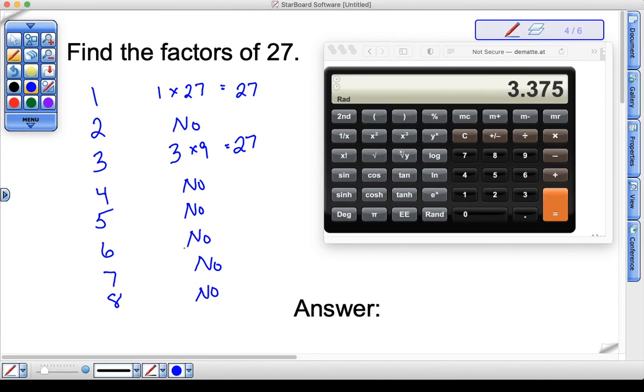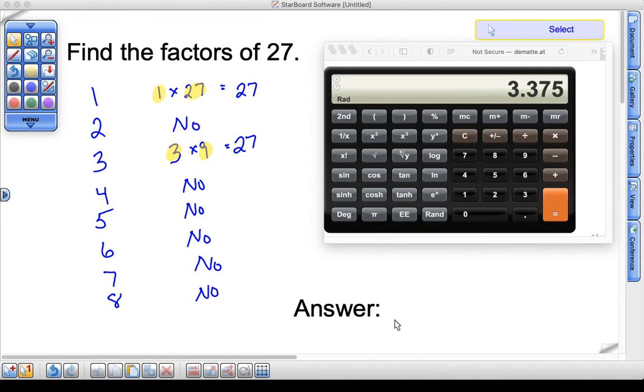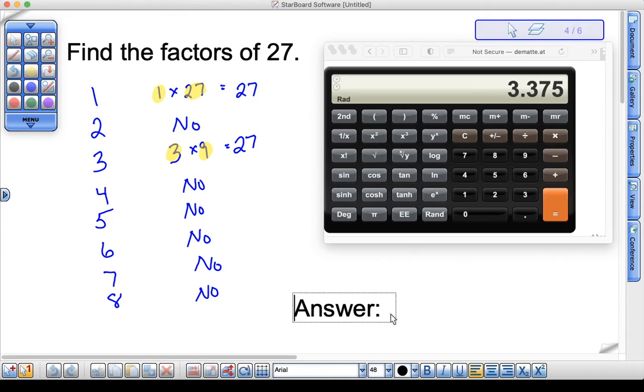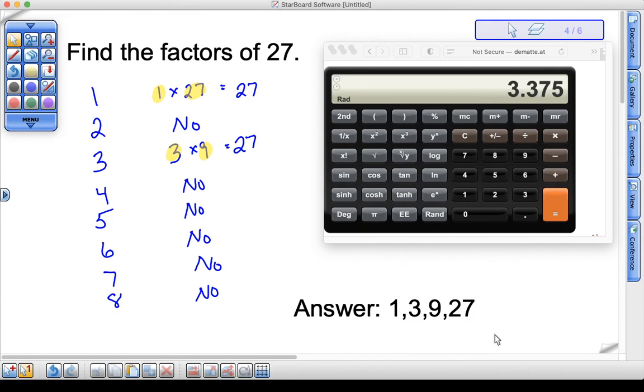So right now, the only numbers that worked in this case were my 1 and 27 and my 3 and my 9. No other numbers. So when I go to put my answer into Schoology, I have to make sure I'm putting them in order from smallest to largest. So that first number is going to be a 1. Then I put my comma in. 3 is the next largest number, comma. The next largest number is 9, comma, and then 27. And that's the way your answer should look when you're putting it into Schoology.